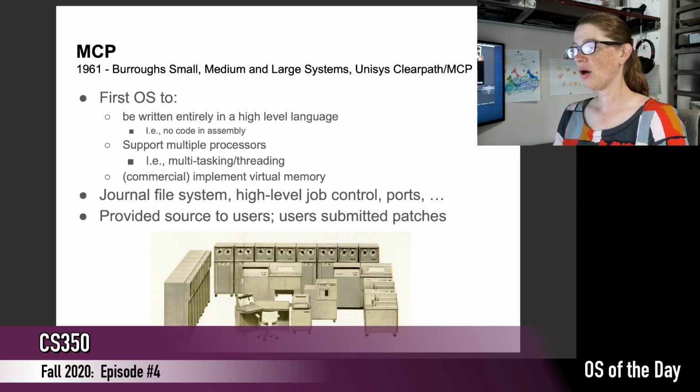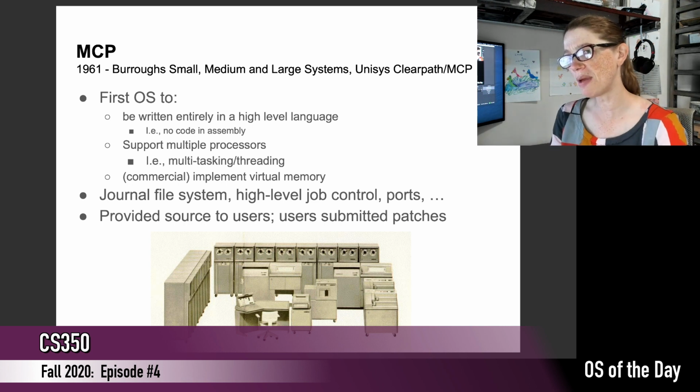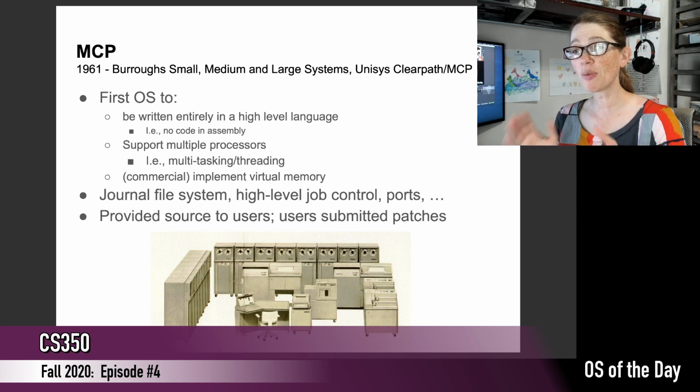All right, now some other important things is that MCP was one of the first operating systems to support multiple processors. So it actually had multi-threading, but not context switched based. So it could do multiple threads at the same time, but just on different CPUs. It's also the first commercially released operating system to implement virtual memory, which is a pretty big topic in this course.